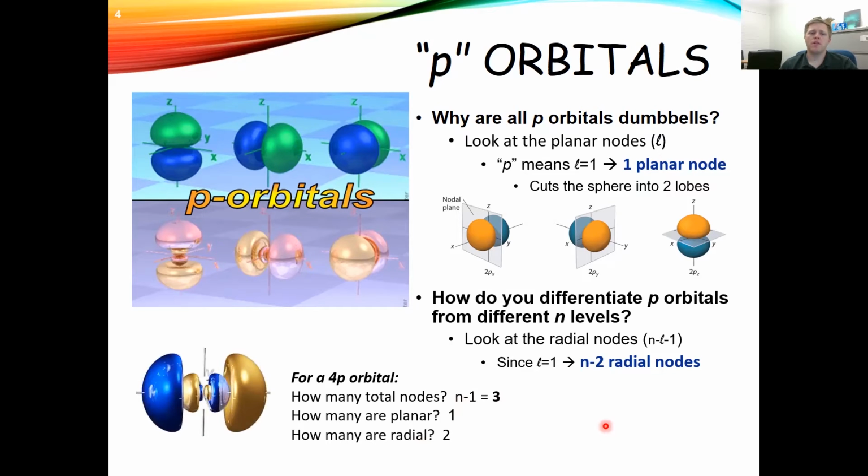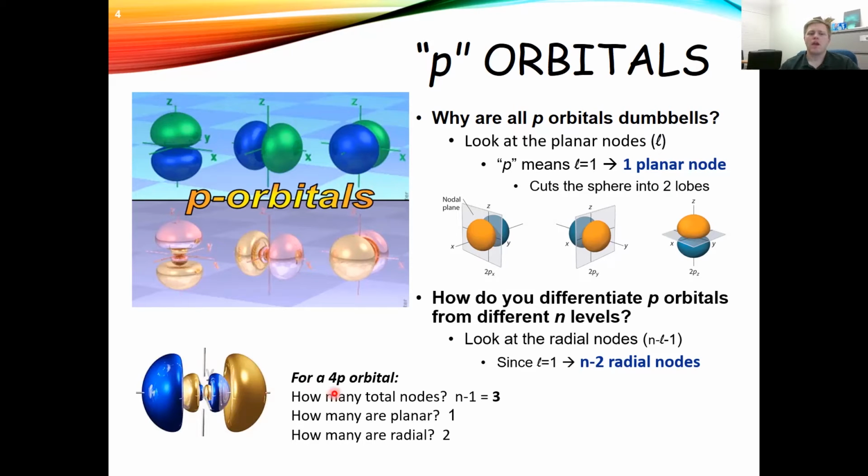So a 4p orbital is going to look like this, where you have these big bowls on the outside, these medium bowls on the inside, and then just little tiny pips on the inside. You'll notice this is all cut in half right down the middle. So it's divided basically in two, and that is our planar node. And then we have our radial nodes chopping these different regions out, cutting out the bowls from each other.